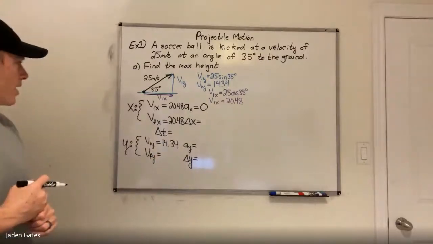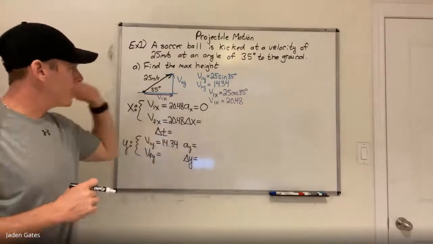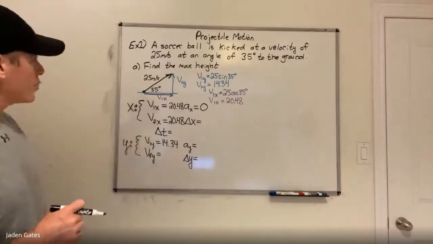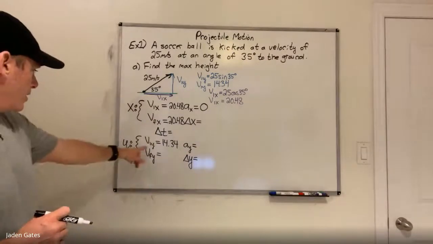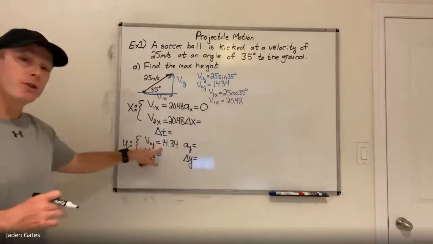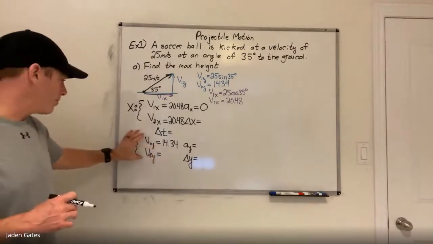All right, let's see here. What else? Delta x, I don't know how far this ball traveled. Delta t, I don't know how long it traveled. Oh, I've got my initial vertical velocity. So now I'm in my vertical components.